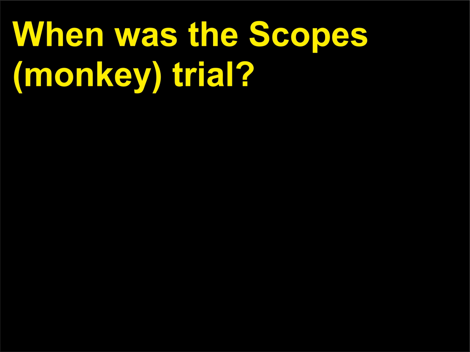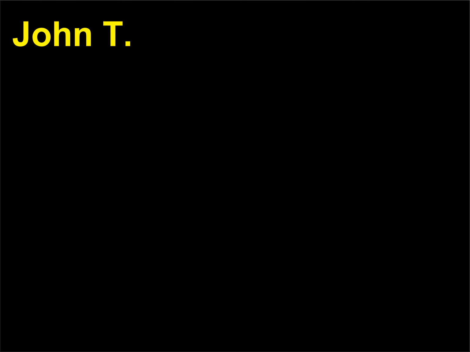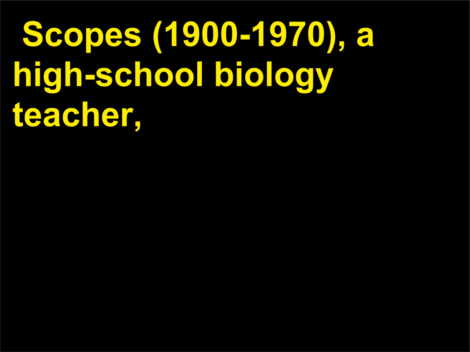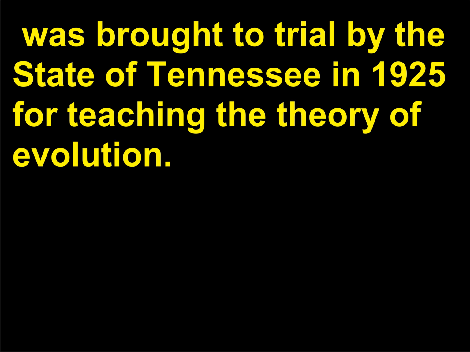When was the Scopes monkey trial? John T. Scopes, 1900 to 1970, a high school biology teacher, was brought to trial by the state of Tennessee in 1925 for teaching the theory of evolution.